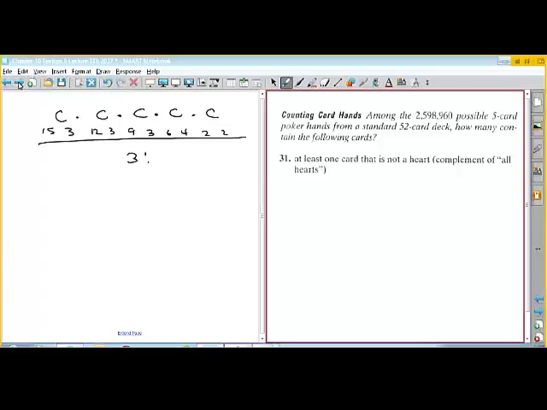Among the 2,598,960 possible 5-card poker hands from a standard 52-card deck, how many contain the following cards? At least one card that is not a heart. Okay. I've forgotten how to do this one. Let me just look at the book. Let me look at the problems here for just a second to remind me what I'm doing.